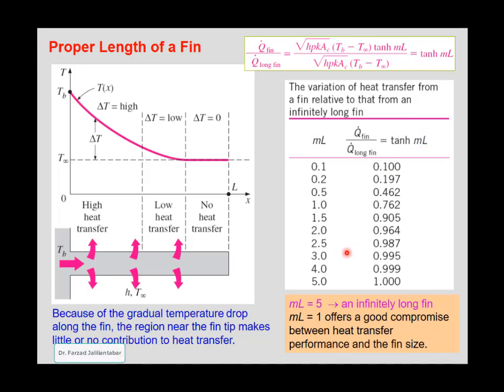As you can see here, by increasing mL, or increasing the length of the fin, mL will be equal to 5 when we have an infinitely long fin, but it is not reasonable to have this kind of infinitely long fin. So usually we are going to have mL equal to 1, which will give us appropriate heat transfer, and also it will compromise between the heat transfer performance and the fin size. So we are usually interested in having mL equal to 1.